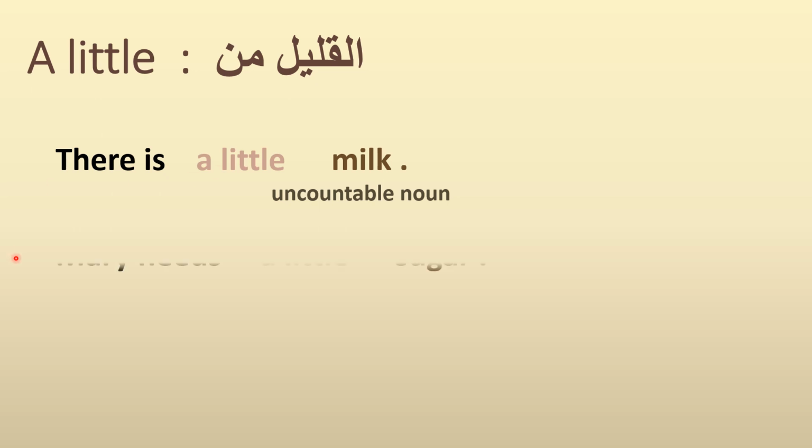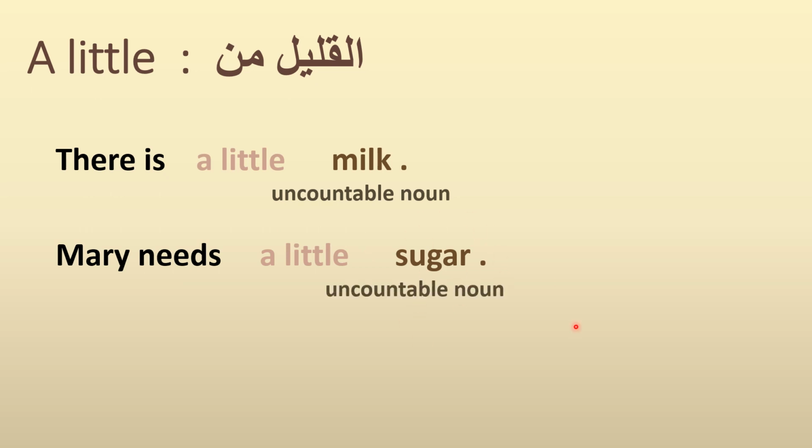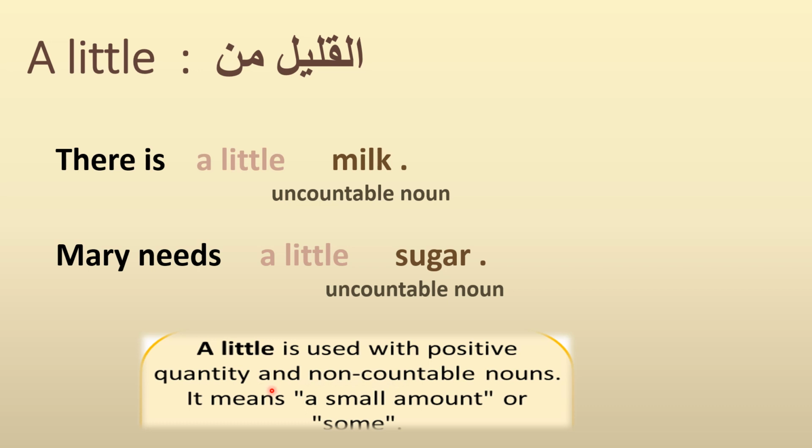Look at the second sentence. Mary needs a little sugar. Sugar, countable or uncountable noun? Excellent, this is an uncountable noun. So, what do you think about a little? Excellent, it comes before uncountable nouns. دائما a little تأتي قبل الأسماء الغير معدودة. So, a little is used with non-countable nouns and it means a small amount or some.